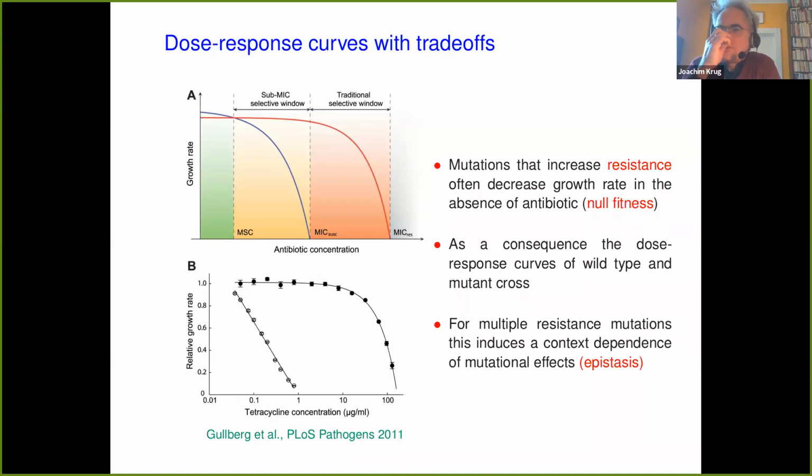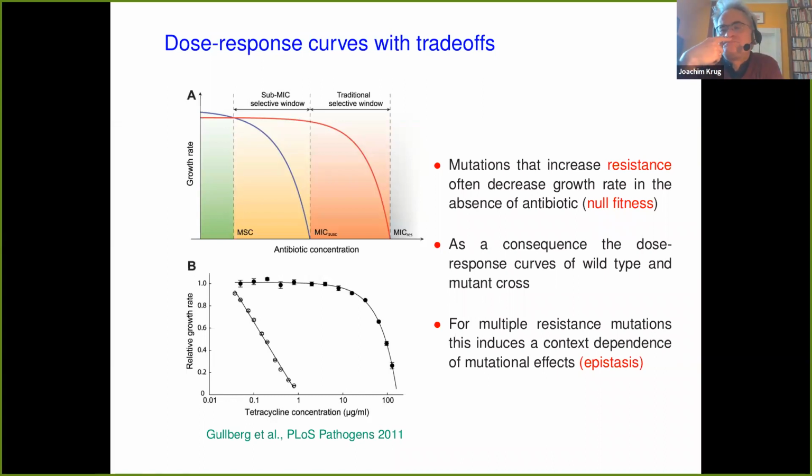And what we were interested in exploring in this project was what happens if you now have multiple resistance mutations. In particular, if you have multiple resistance mutations and their combinations, then of course each mutant will have its own dose response curves, and these mutants will cross. And as a consequence, this will induce, as I will show you, a context dependence, that is an epistasis between these mutations, which depends in a certain way on the concentration of the antibiotic.